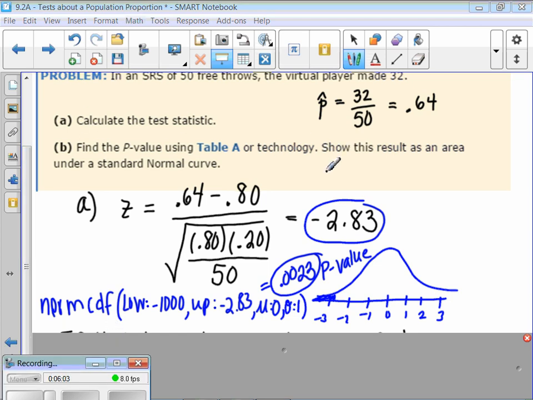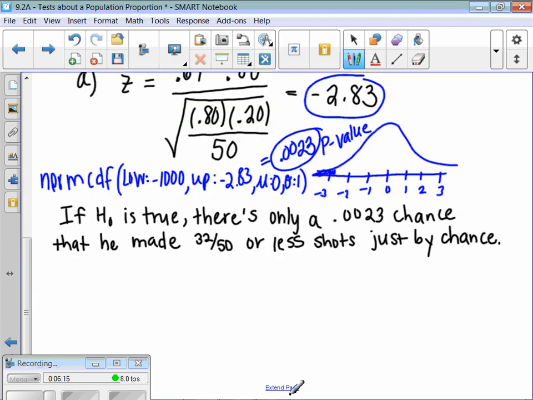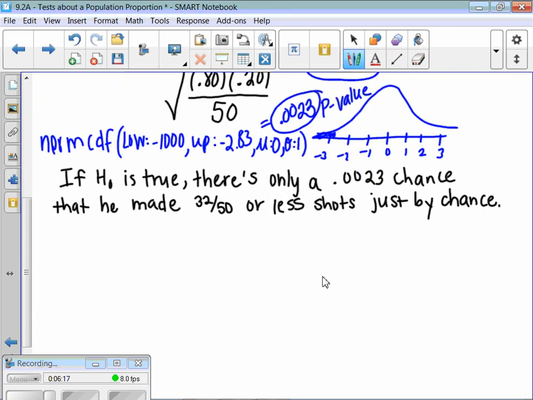So, find the p-value using table A or technology, show this result as an area under the normal curve, so we did that part as well. And let's interpret the p-value. So, anytime you're interpreting the p-value, if the null hypothesis is true, so if he's really an 80% shooter, there's only a 0.0023 chance that he made 32 out of 50 or fewer shots just by chance.